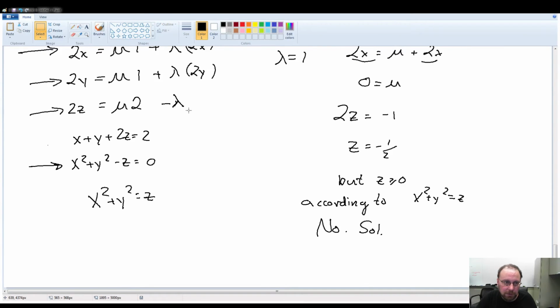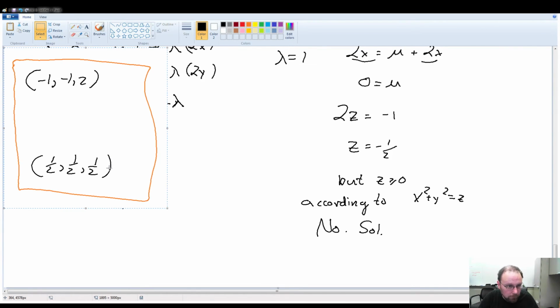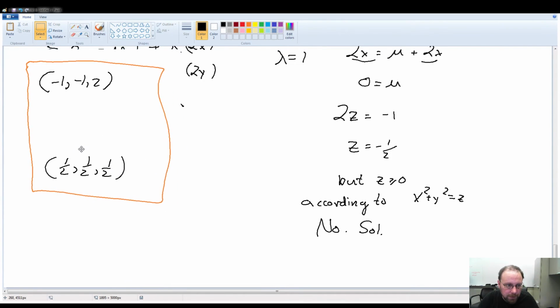Oh, I'm out of paper. 1 second. Let me just do pixels. That doesn't look right. Well, let me just write over the scrap. There you go.